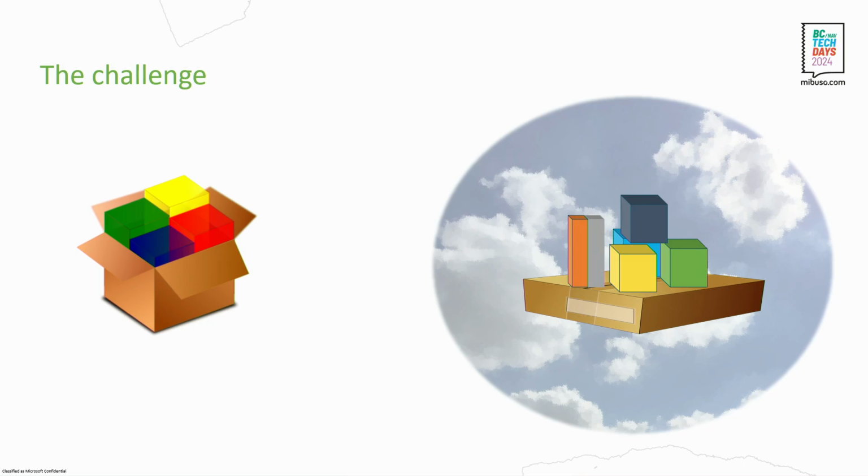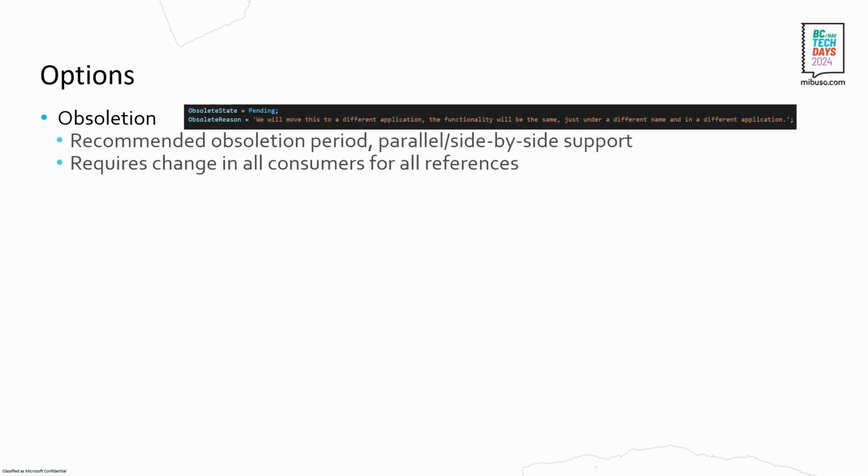So what are our options? Well, today we already have something in the product: obsolete. Obsolete allows us to define that we are going to change something here, we are going to introduce a new module, a new functionality, and you should think about taking it up. We can talk about when we will do it, and you can see that we're going to implement this.